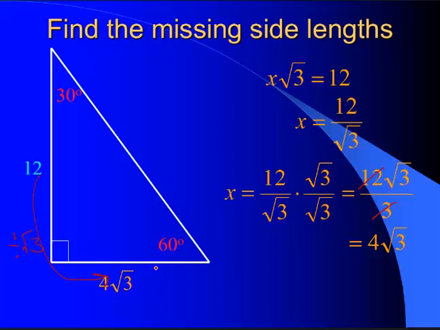What do I do to the short side to get to the hypotenuse? I double it. What is 4 times 2? All I do is multiply the 4. So I get 8 square root 3.